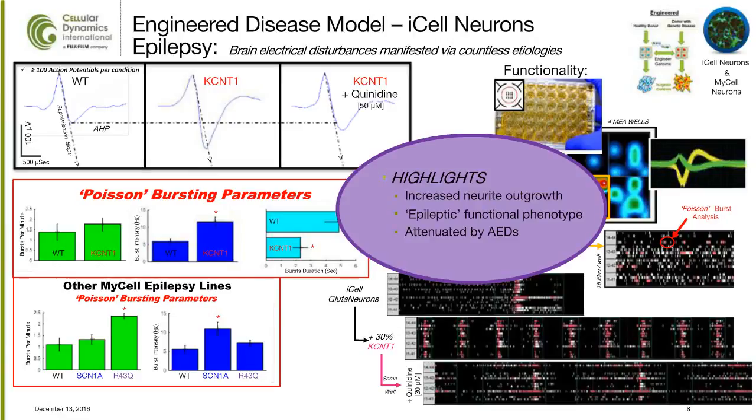So the highlights of the epileptic conditions we have are increased neurite outgrowth, epileptic functional phenotypes, and then again the treatment by the AEDs, which appears to be able to attenuate the condition slightly.